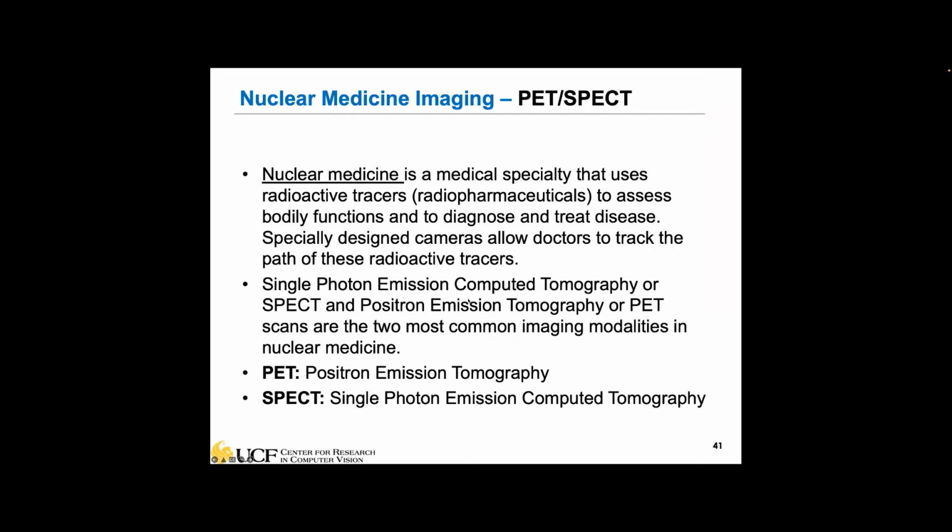The two common nuclear medicine imaging modalities are, one, single photon emission computed tomography, which is called SPECT. Sometimes you will see just SPET, so they may omit computed. The other one is positron emission tomography, PET, the PET scan.